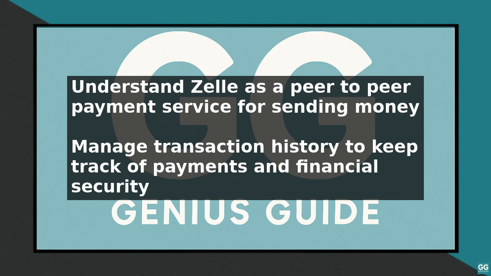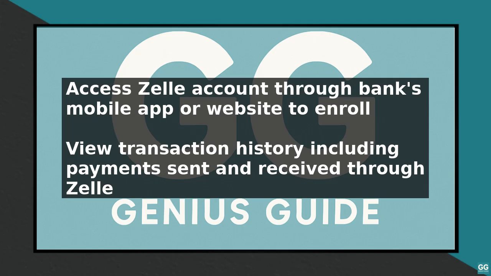First, access your Zelle account through your bank's mobile app or website. If you have not enrolled in Zelle yet, you will need to do so by providing some basic information such as your name, email address, and mobile number. Once enrolled, you can view your transaction history, which includes all the payments you have sent and received through Zelle.